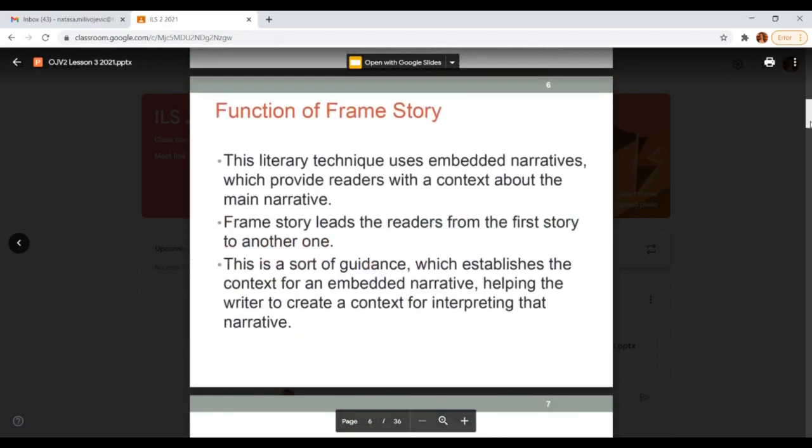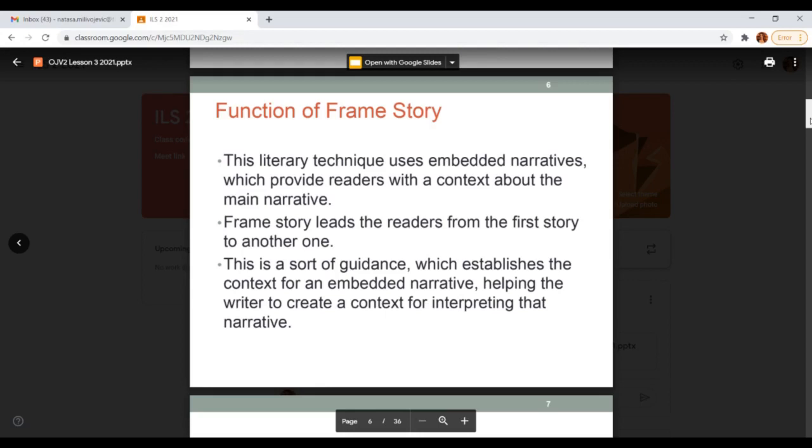Now, apart from symbolism, a frame story can have a range of different functions, and the literary technique itself always uses embedded narratives, so the story within a story technique, which provide readers with a context about the main narrative.